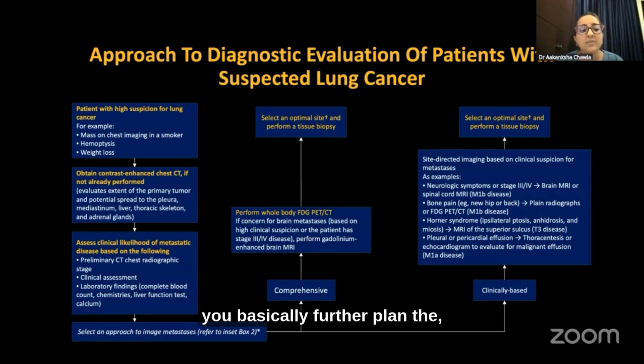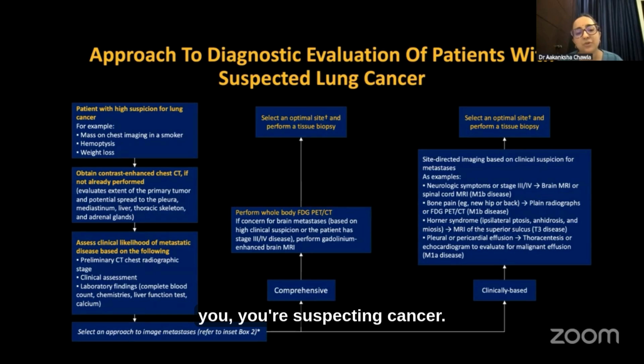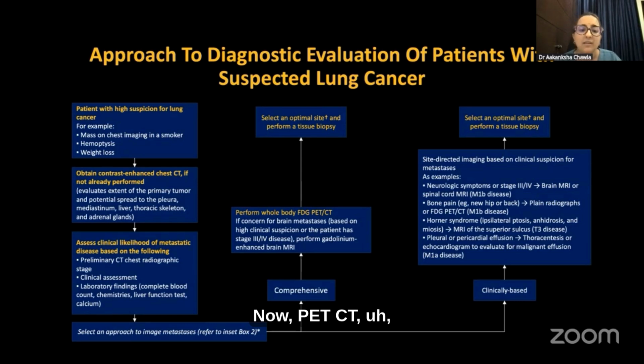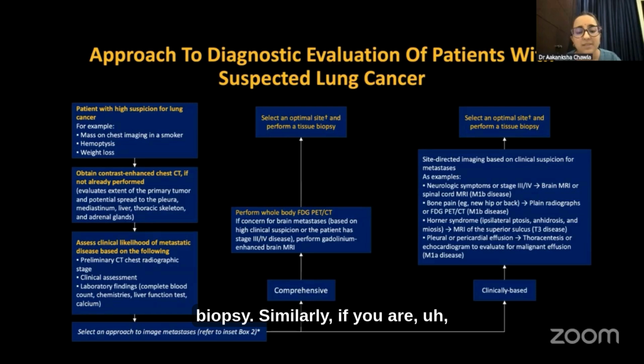Based on this, you further decide about the metastatic disease. Then further approach to evaluating a patient is either comprehensive or clinically based. The comprehensive is that after your initial CT, you're suspecting cancer, and everything clinically is also giving you that. So now you perform a PET CT. Now PET CT will actually help you to stage, and not only just stage but also help you to select an optimal site and perform the tissue biopsy.